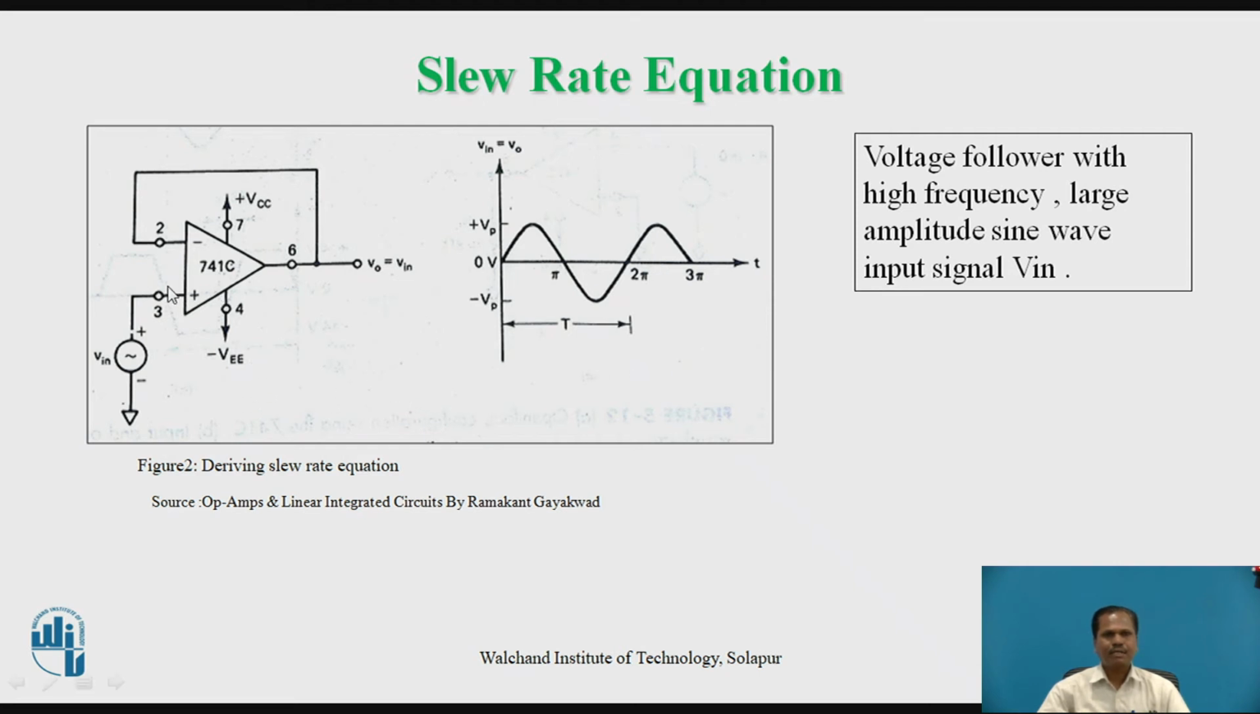Operational amplifier as a voltage follower circuit, which is a special case of a closed loop non-inverting amplifier, whose voltage gain is equal to 1, that is unity, and output voltage is exactly equal to input voltage, both in magnitude as well as in phase. So considering a large amplitude, high frequency, sinusoidal input voltage signal to the input of a voltage follower circuit.